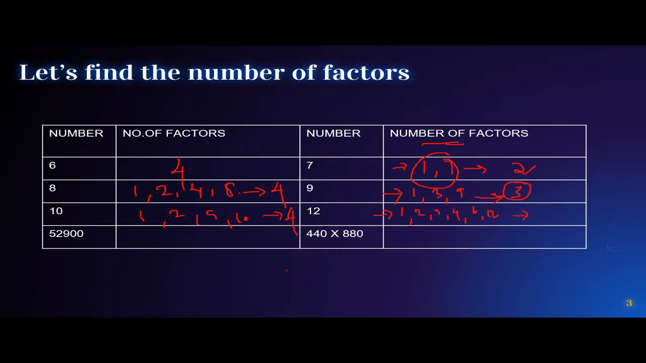Yes. Now we are coming to the next numbers, bigger numbers here: 52,900. And this is another number, the product of two numbers, which is 440 into 880 into 880. When it is bigger numbers, by the time you calculate or write the number of factors, count and give the answer, the time for the total exam would have been over. So what can we do? You must definitely have a shortcut or a simple strategy. Let's find the strategy in the next slide.